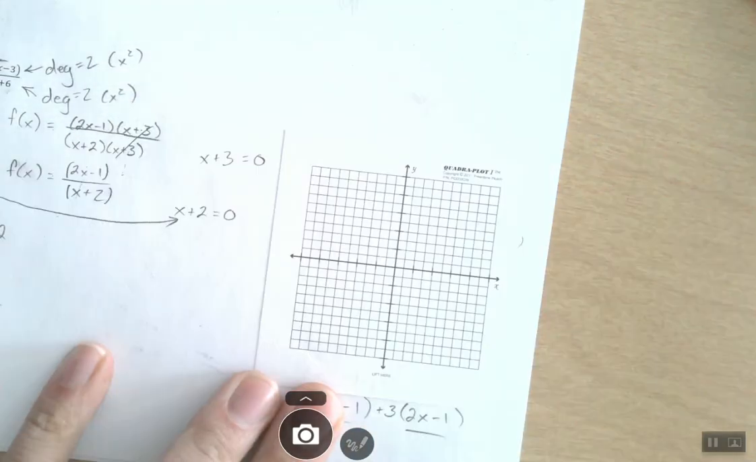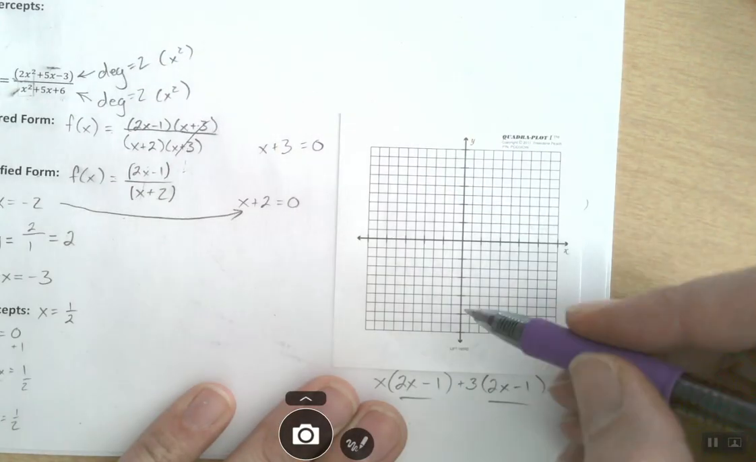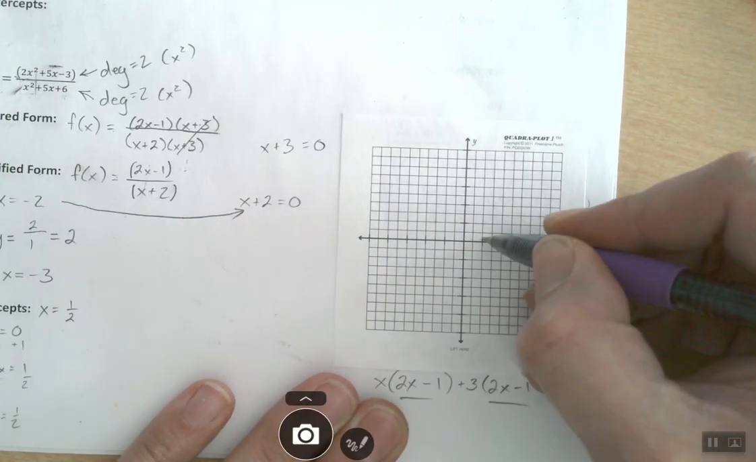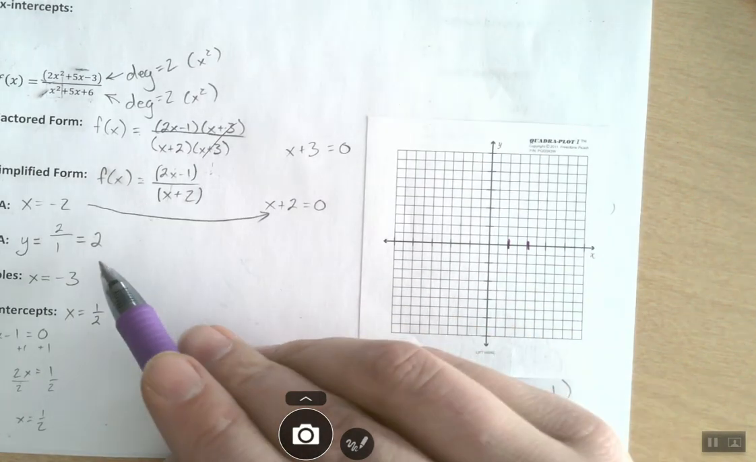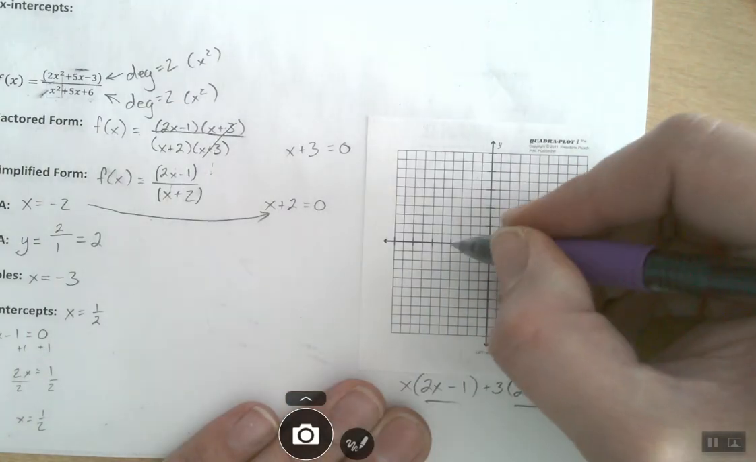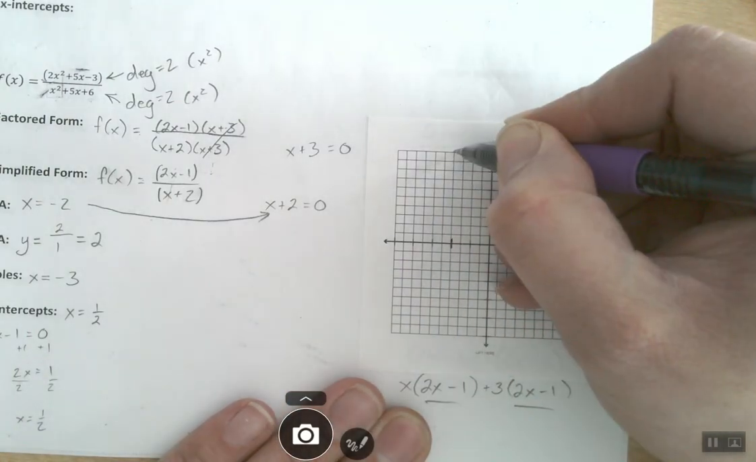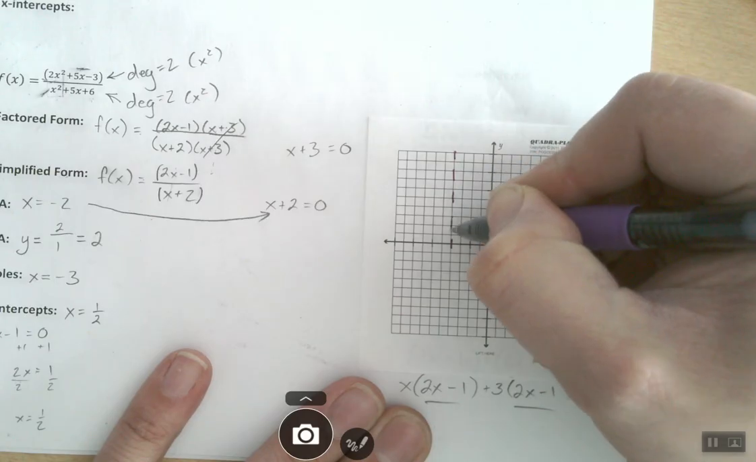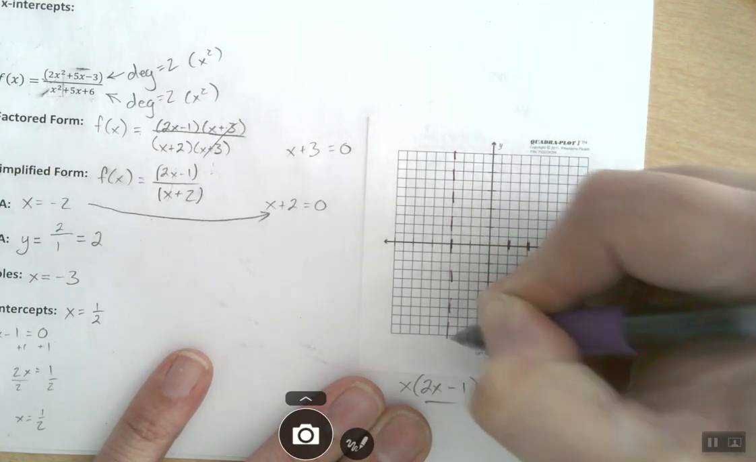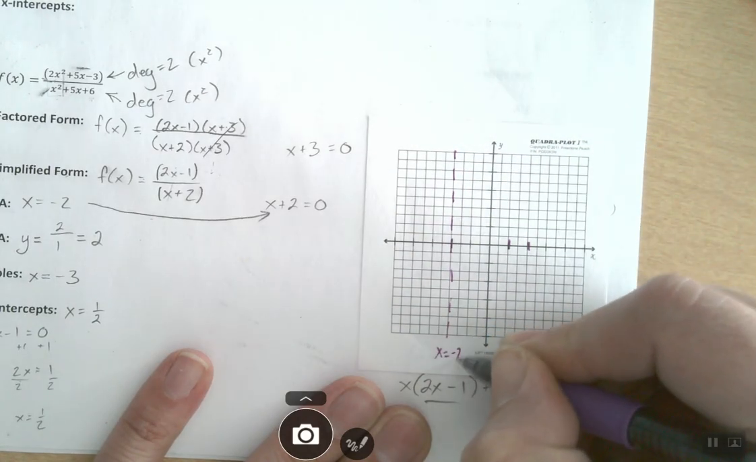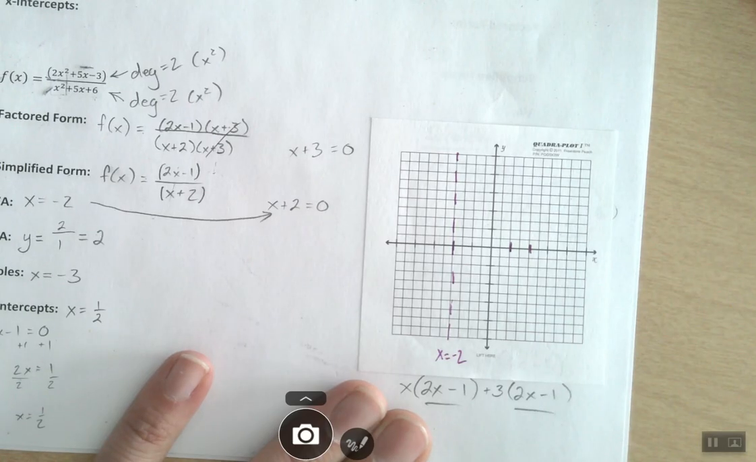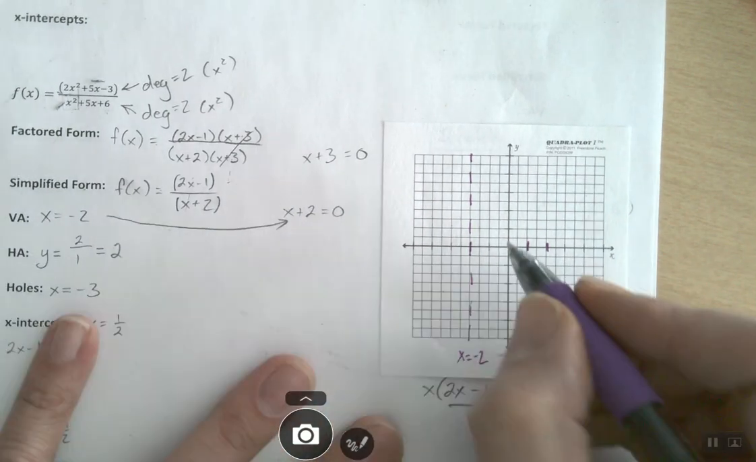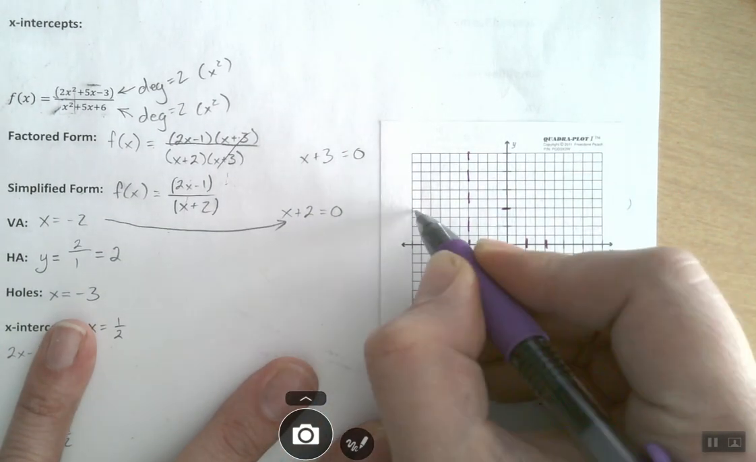I'm going to put my asymptotes on. So let's see. I'm just going to let each one of these be 1 because I already see there's ticks on it. I'm going to use those. So let's see. I need to have a vertical asymptote at -2. It's right here. Okay. I'm going to put the horizontal asymptote at 2, which looks like it'd be right there.